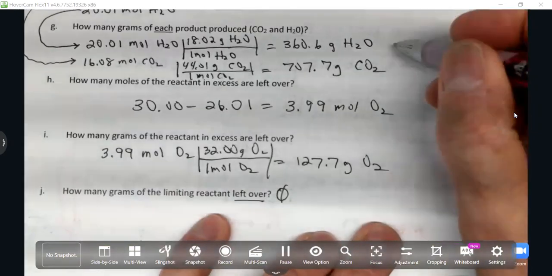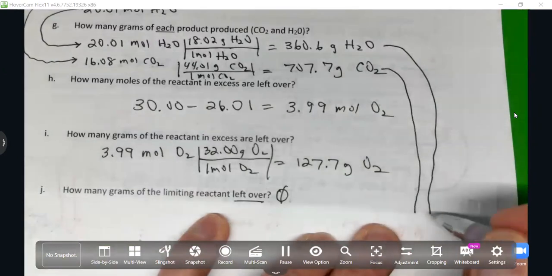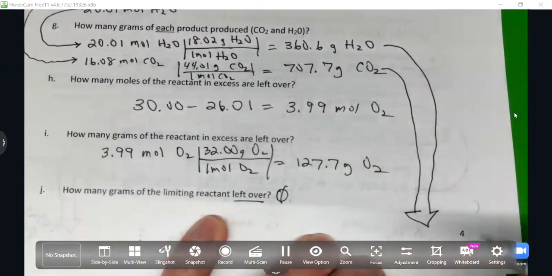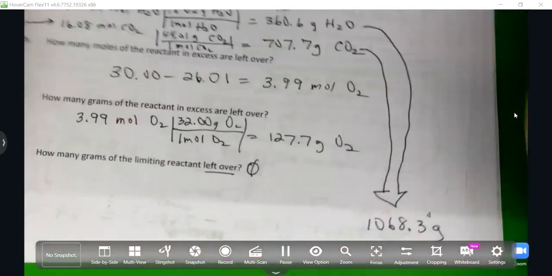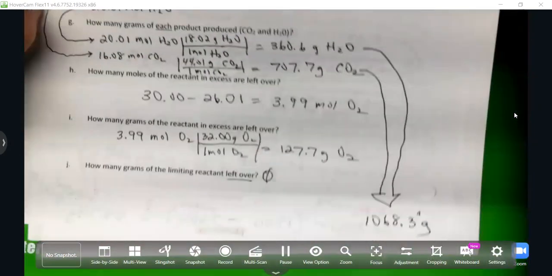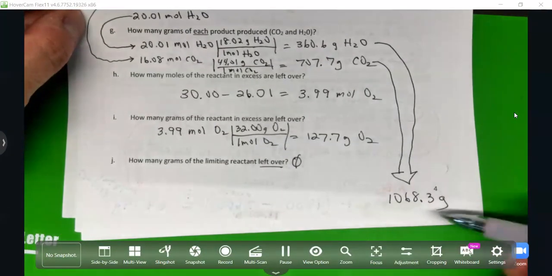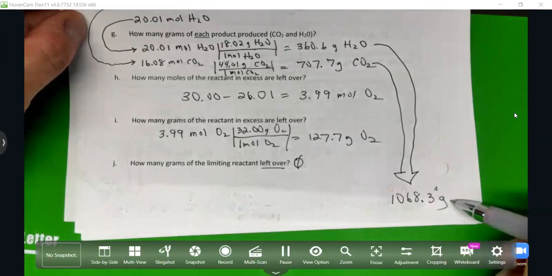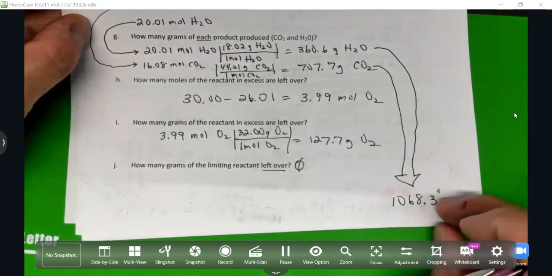The total grams of product is 1,068.3 grams. Total grams of product produced: 1,068.3 grams. Now that should match how many grams of reactants reacted.